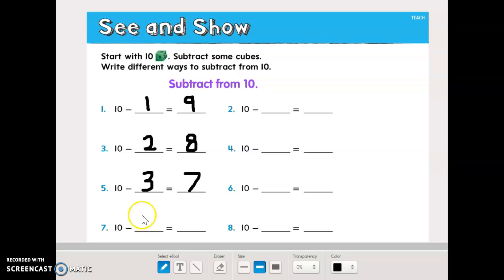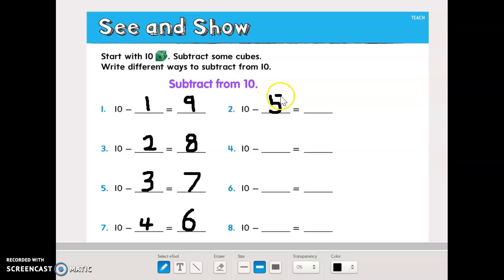All right, 10 take away 4. And the answer is 6. And boy, can we see that pattern, can't we? 9, 8, 7, 6. And then over here I see a 1, 2, 3, 4. All right, so this has got to be a 5 next.